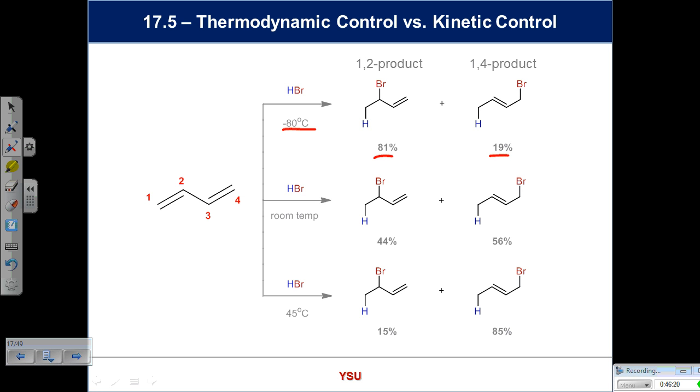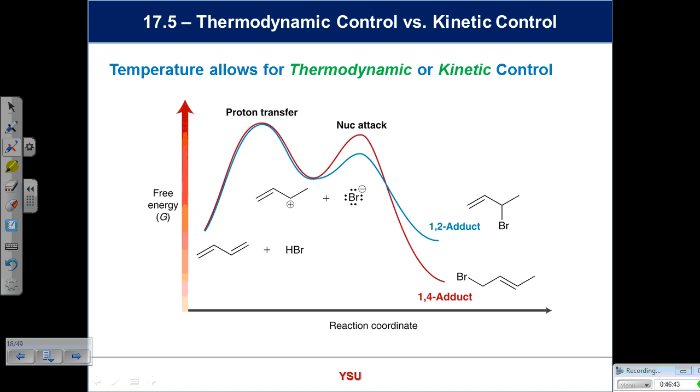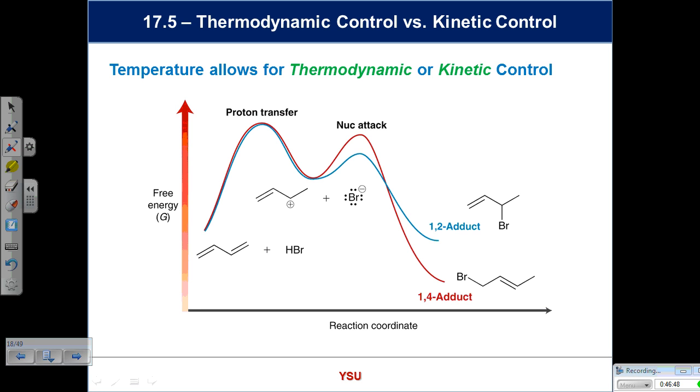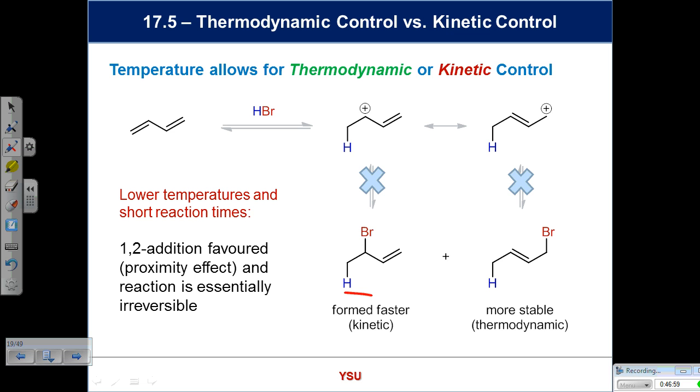If you run the reaction inside, you get 44% of that and 56% of that. It changes. If you run the reaction in the organic lab with a heating mantle at 45 degrees, now this is the minor and that's the major. Simply by changing the temperature, we've changed the ratio of the products. That's interesting and it's also confusing. So what I'm going to try and do to explain this is draw you some pictures of reaction profiles and talk about this idea being based on the heights of these barriers, the heights of these barriers, and then the stability of these 2 different products.